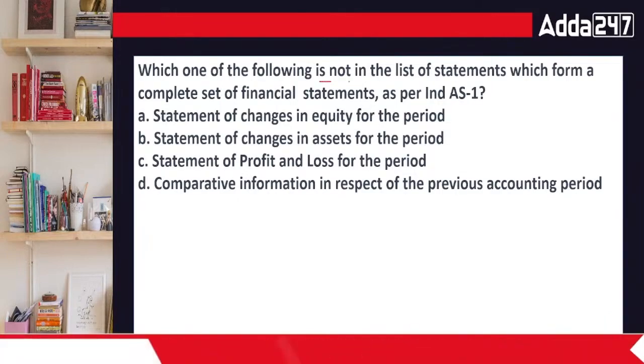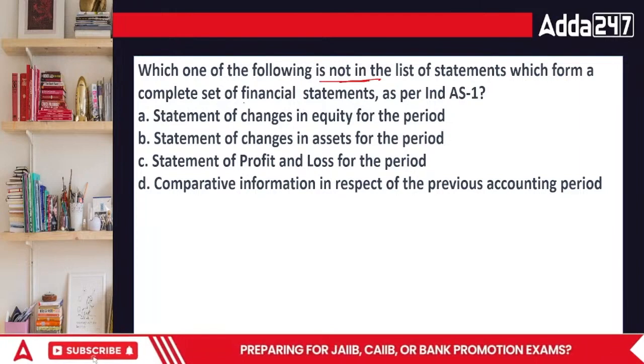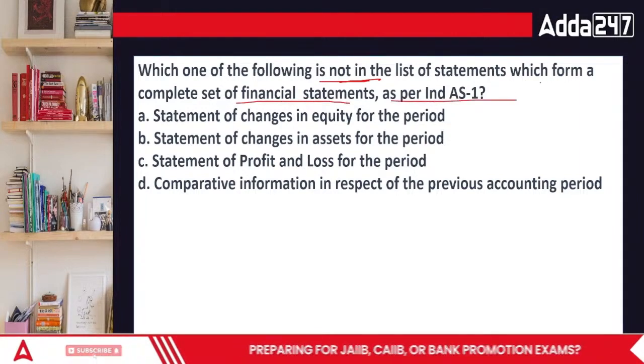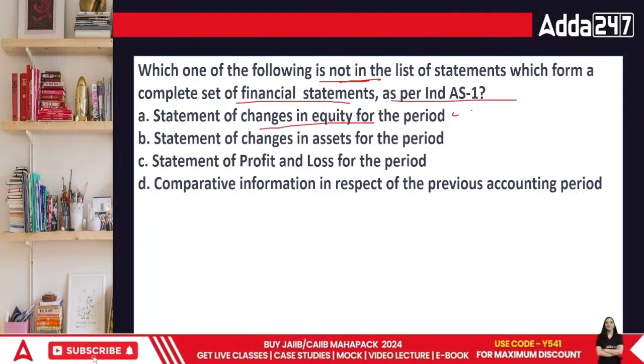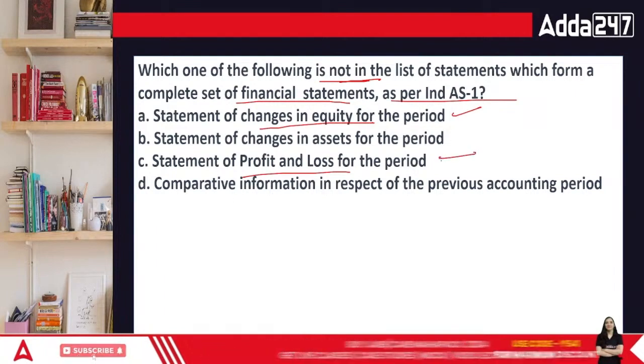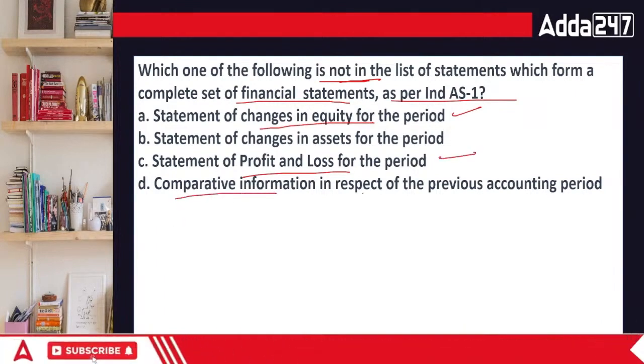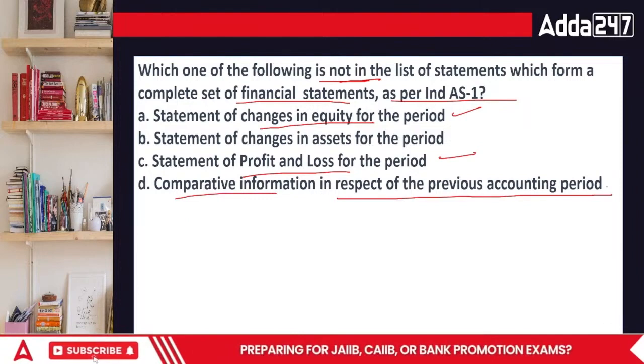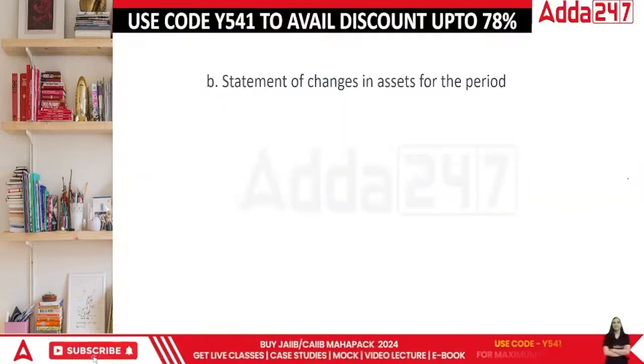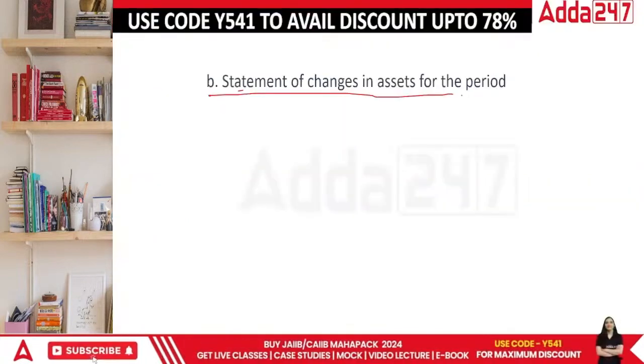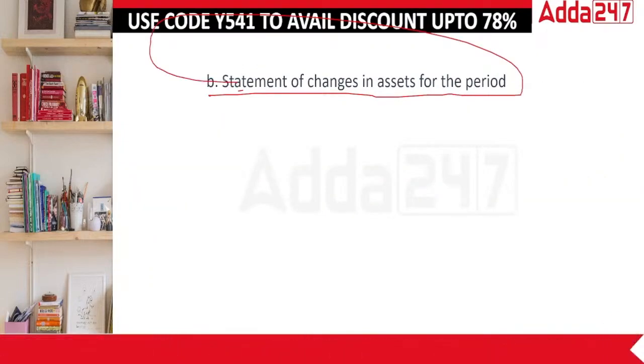Which one of the following is not in the list of statements which form the complete set of statements as per Ind AS? Statement of equity changes, it is required. Statement of P&L required. Then we have comparative information of previous accounting period, that is also given. The statement of changes in assets, this is not given. Answer is B, everyone.